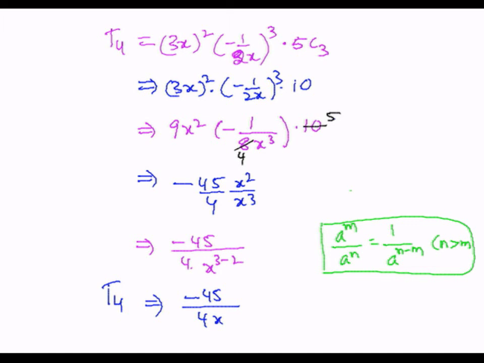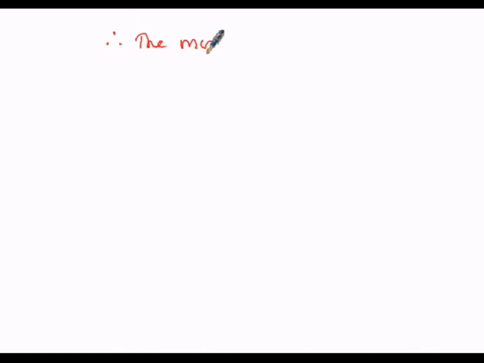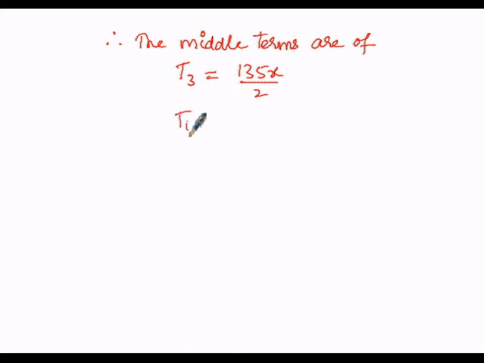Hence the fourth term, that is the next middle term, is equal to minus 45 by 4x. Therefore, the middle terms are T3, which is equal to 135x overall divided by 2, and the fourth term, which is minus 45 by 4x.